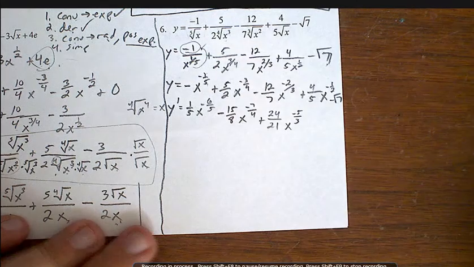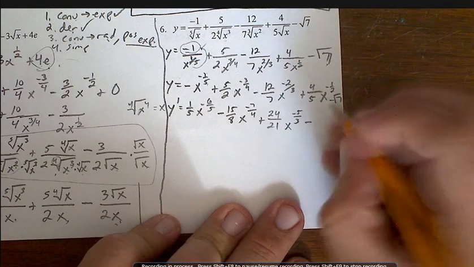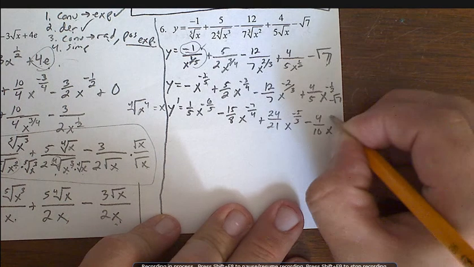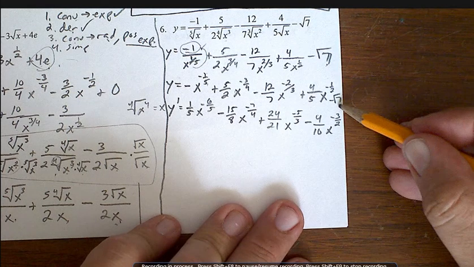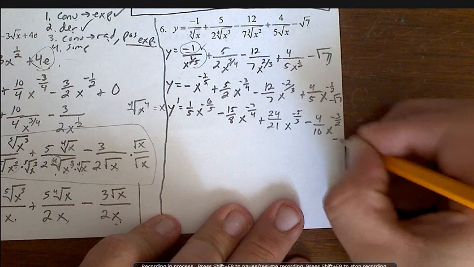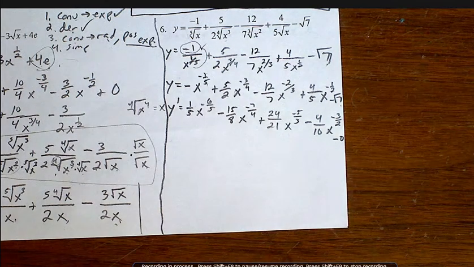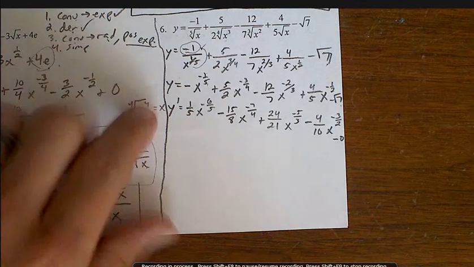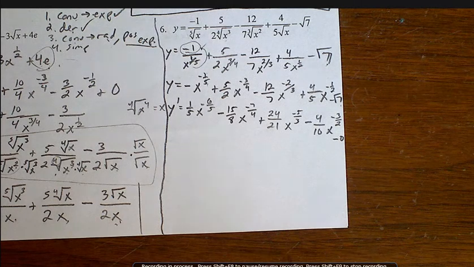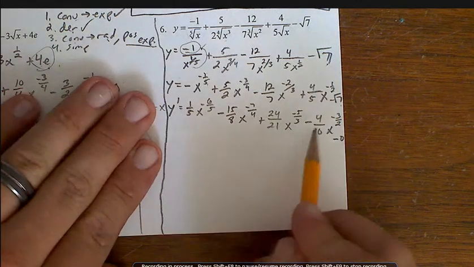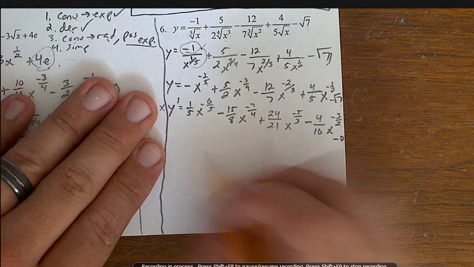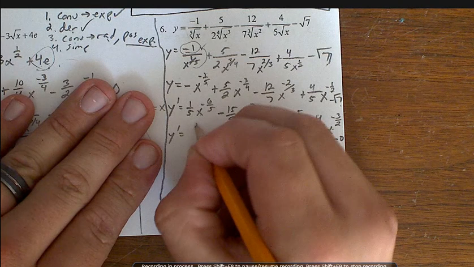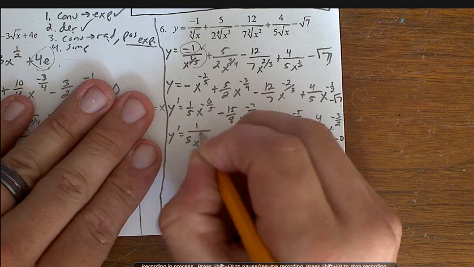From here, our derivative is done. Now let's convert this back to radicals. So I'm going to make all of my negative exponents positive. So I'll rewrite: 1 over 5 x to the 6/5 minus 15 over 8 x to the 7/4 plus 24 over 21, which is going to be 8/7, x to the 5/3 minus 4/10, 2/5, x to the 3/2, minus 0. I'm not going to write that anymore.